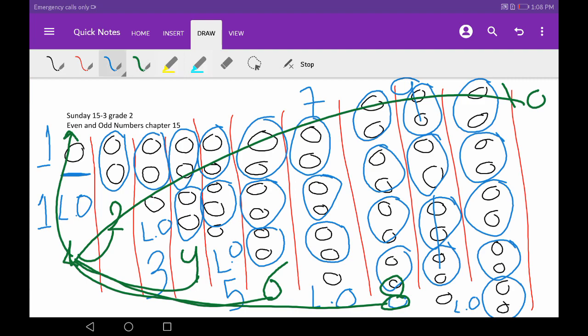Now, the numbers that when we divided them by 2 had a leftover after division, which are 1, 3, 5, 7, and 9, we call them odd numbers. Odd numbers, because when we divided them by 2, we had 1 as a leftover. There was a leftover, which is 1.